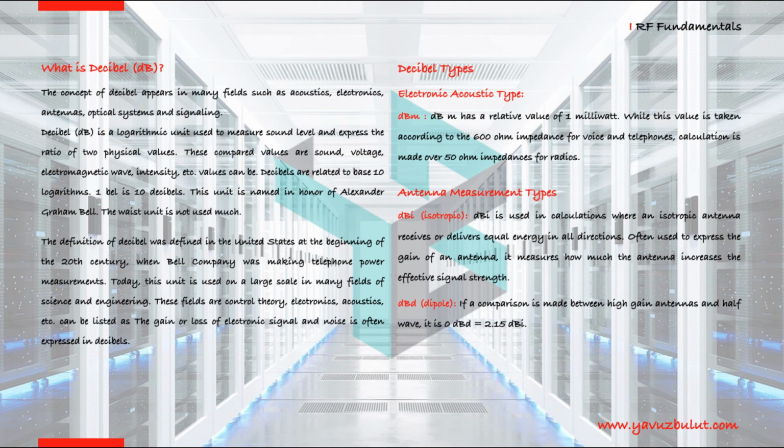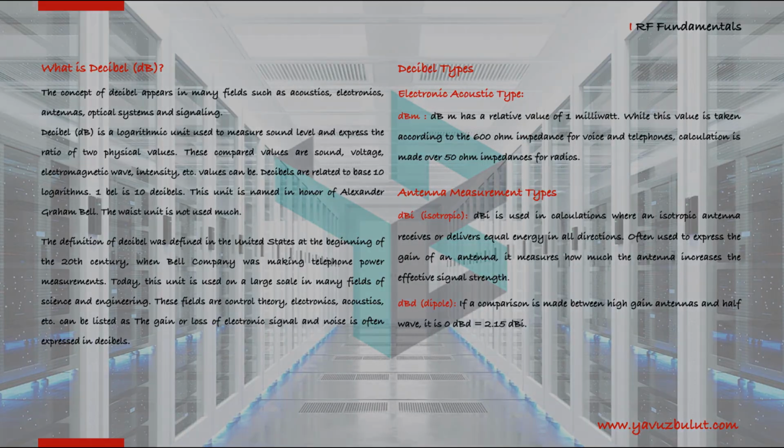dBm is a type of electronic acoustics. dBm has a relative value of 1 milliwatt. For sound and telephones this value is usually taken relative to the impedance of 600 ohms, while for radios the calculation is made over 50 ohms. dBi and dBd are antenna measurement types, where i stands for isotropic. dBi, isotropic, is used in calculations where an antenna receives or transmits equal energy in all directions, often used to express the gain of an antenna. dBi measures how much an antenna increases the effective signal strength. 0 dBd equals 2.15 dBi if we compare between high-gain antennas and half-wave.